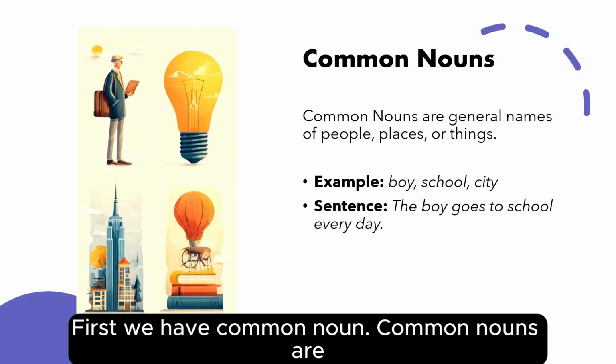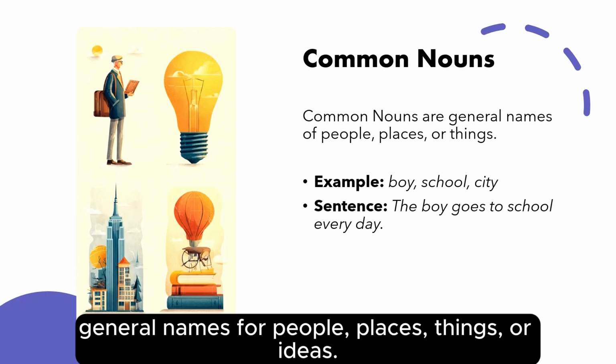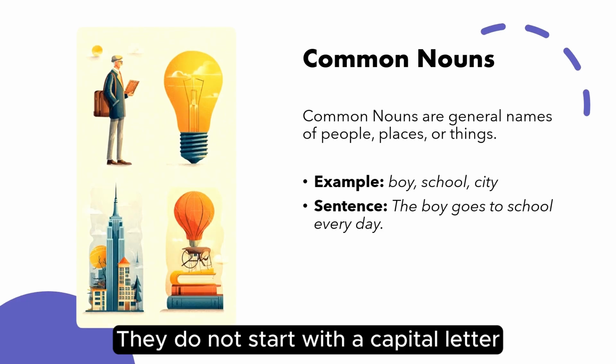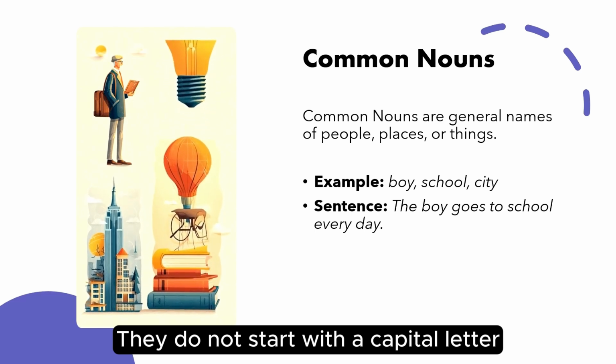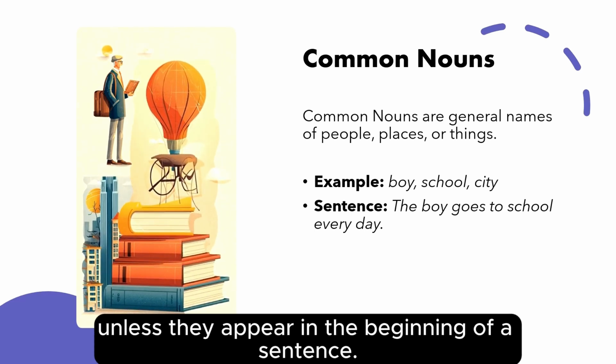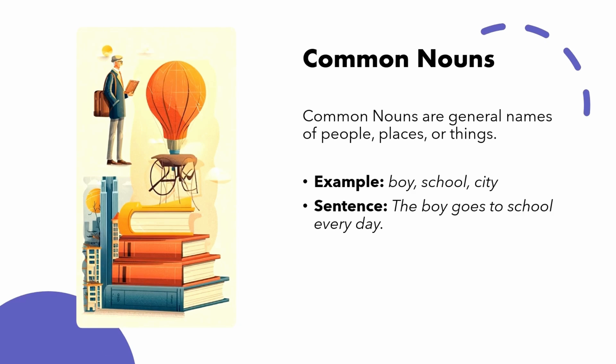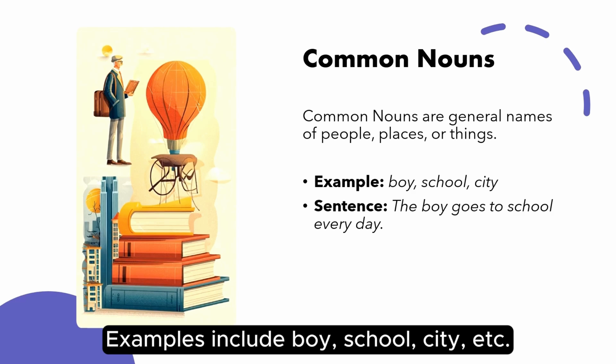First, we have common nouns. Common nouns are general names for people, places, things, or ideas. They do not start with a capital letter unless they appear at the beginning of a sentence. Examples include boy, school, city, etc.